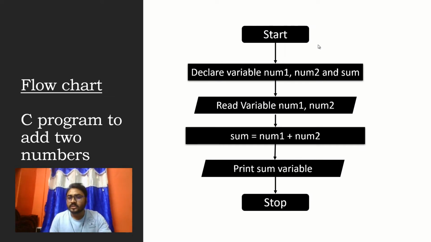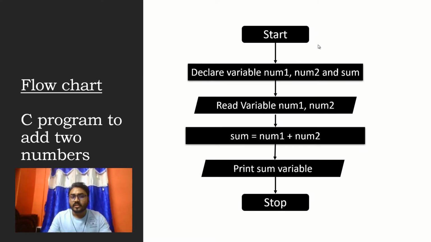So before adding these two numbers, we have to take the values from the user. We will use a printf statement to ask the user, and after taking the values and storing them in the variables number 1 and number 2, we'll add these two variables using the arithmetic operator plus, and we'll store the value of the summation in the sum variable. After that we will print that variable's value in our cmd, and after that the program will stop.